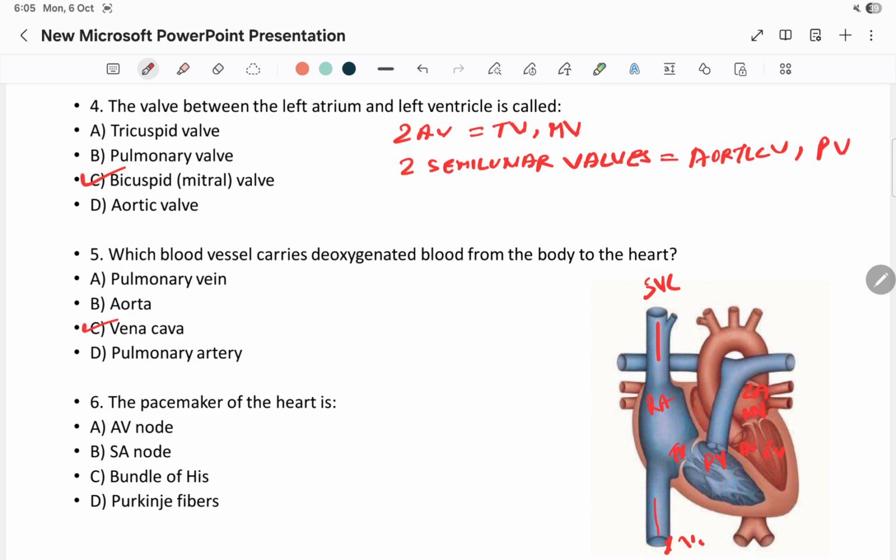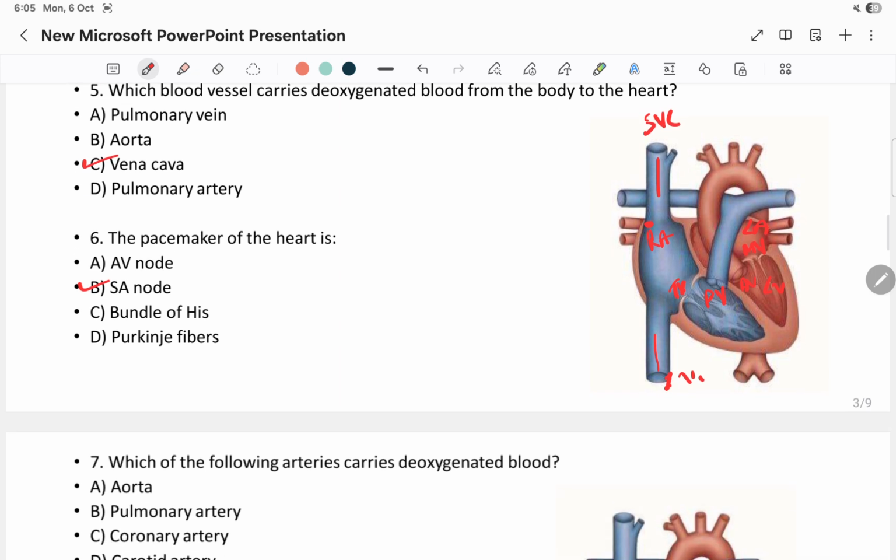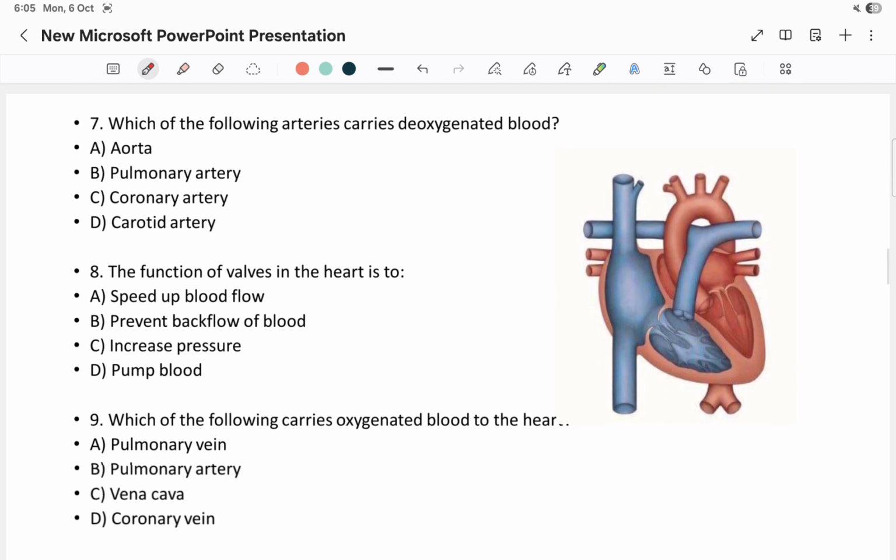Question number 6. The pacemaker of the heart is. We all know that the pacemaker of the heart is the SA node, the sinoatrial node. It is also known as the natural pacemaker of the heart. It is located in the right atrium, somewhere around here, near the opening of the SVC. Clear? Now let's move to the next question.